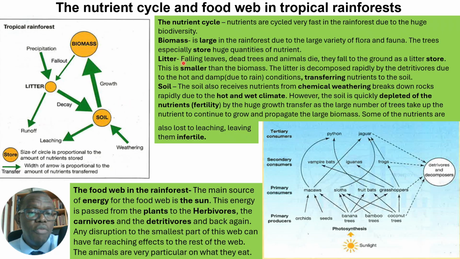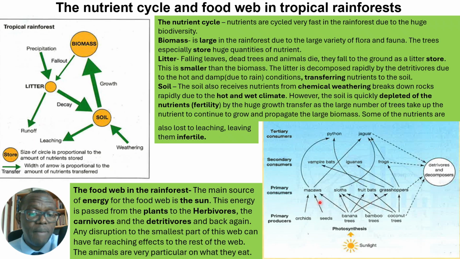Okay, so moving on to the food web in the tropical rainforests. Now we know that the sun is the main source of energy. The sun here will provide the energy for photosynthesis, and the plants, which are the primary producers, are then going to use the sun's energy to make their carbohydrates. So we have orchids, seeds, banana trees, bamboo trees, coconut trees, and so on. Those are the primary producers. Then they will be consumed by the animals, the primary consumers.